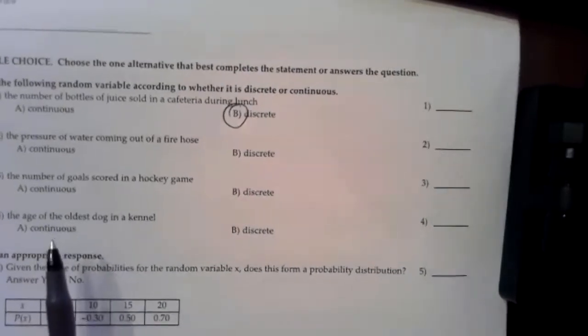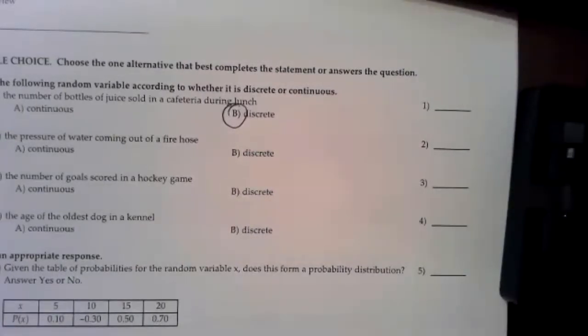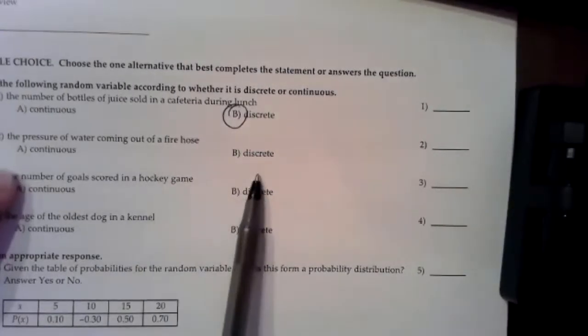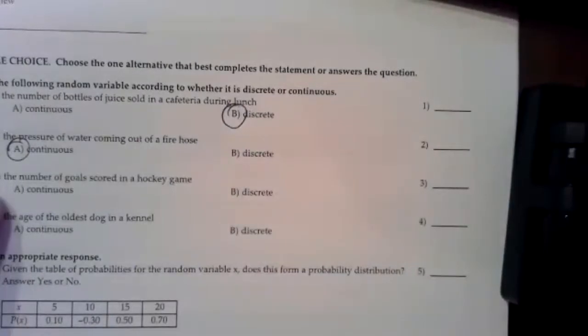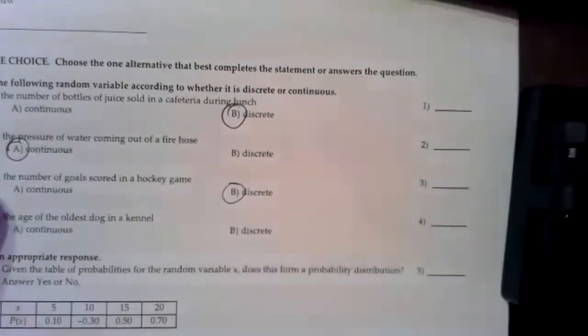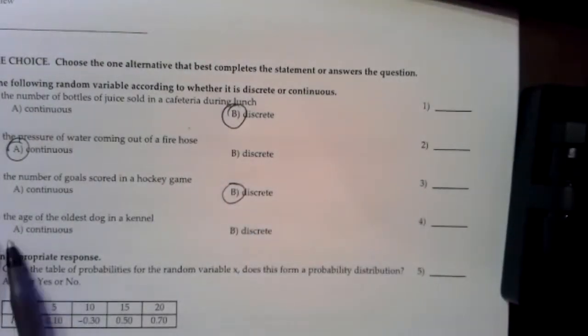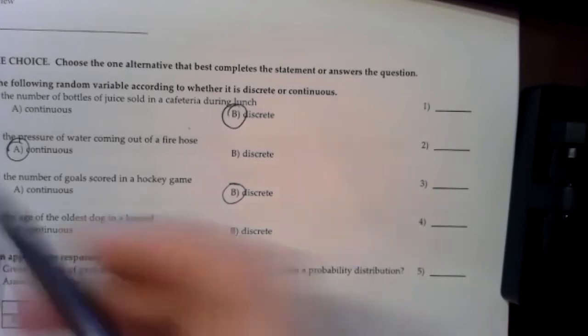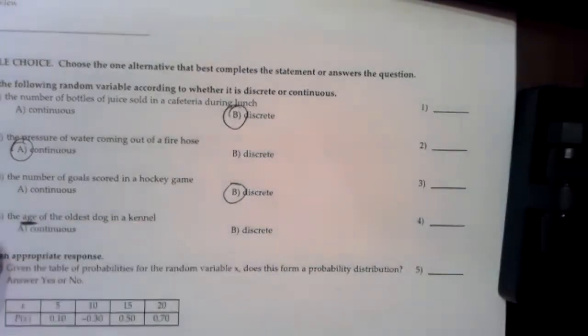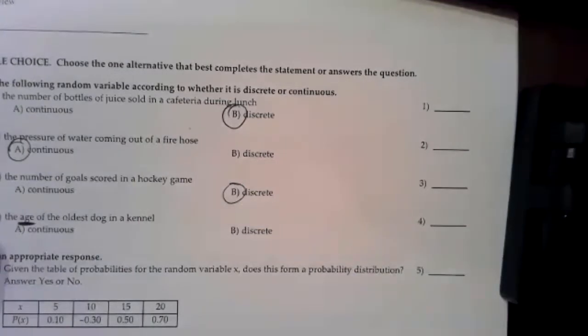All right, so number 2, the pressure of water coming out of a fire hose. Since this is not necessarily one particular number that's countable, but it is measurable because we're talking water pressure, that one would be continuous. The number of goals scored in a hockey game, that one is countable, so it would be discrete. The age of the oldest dog in a kennel. Now this is one that can be argued back and forth, because if we're talking age, do we measure age or do we count age?